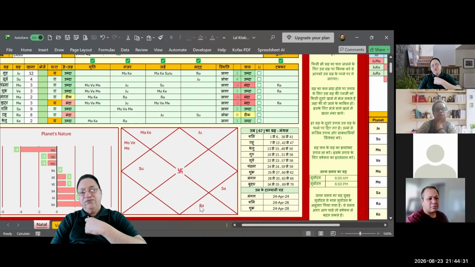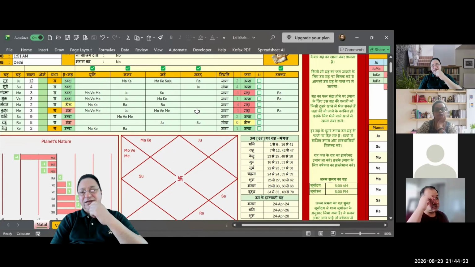Because from Rahu, if we count 1, 2, 3, 4, 5, 6, 7, 8, Rahu is hitting all these planets. So this is one of the reasons why the Moon is not giving good results. This is the reason why Venus is getting damaged and Mercury is getting damaged further. If you see, I'll tell you one thing, there are right signs marked here.